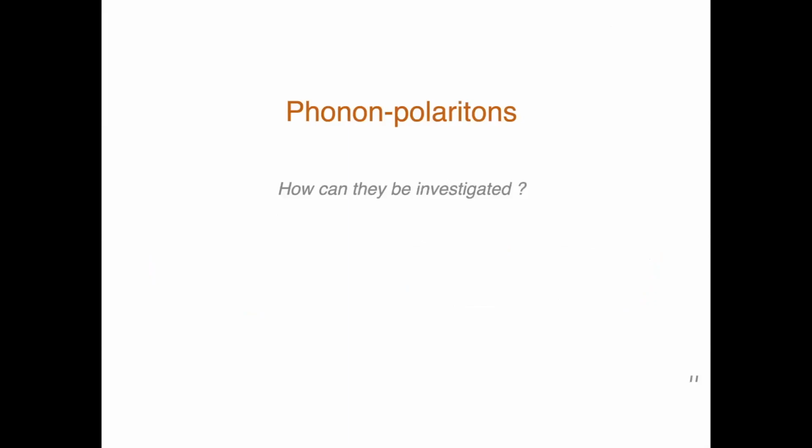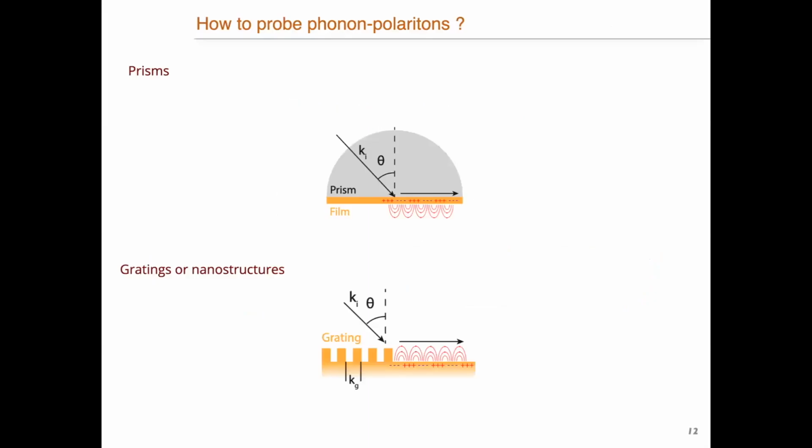All right. Now, let me just say a few words on how these can be investigated. I've already mentioned that phonon polaritons are confined. That means they have an evanescent wave at the surface. So we cannot couple a far field light source and a far field detector to these phonon polaritons. So we need to apply some tricks to do wave vector matching.